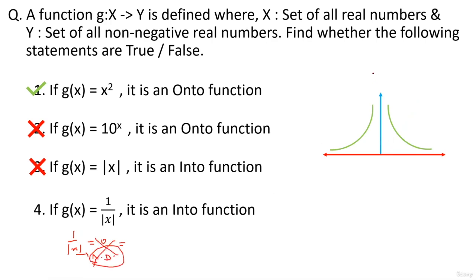Again, that means in the codomain that you have assumed as 0 to infinity, there is one value the function does not assume, which is 0, right? And that is why, of all the values of the codomain, one value is not being assumed. So the range is a part or subset of the codomain. That's why it's an into function, right? And the statement is definitely true.